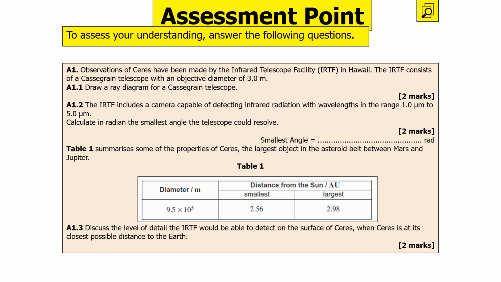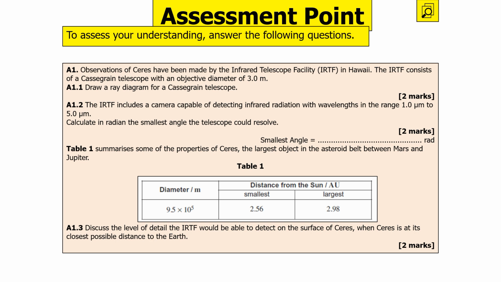The next question says, observations of Ceres have been made by the Infrared Telescope Facility in Hawaii. The IRTF consists of a Cassegrain telescope with an objective diameter of 3 meters. Draw a ray diagram for a Cassegrain telescope. The IRTF includes a camera capable of detecting infrared radiation with wavelengths 1 micrometer to 5 micrometers. Calculate, in radians, the smallest angle the telescope could resolve.